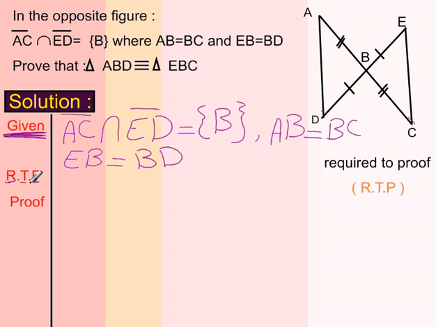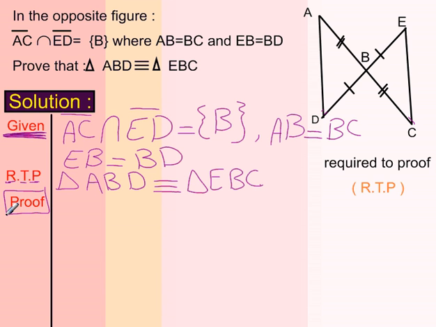What is the required to prove? Required to prove. What does he need from you to prove? He needs from us to prove that the triangle ABD is congruent to the triangle EBC.